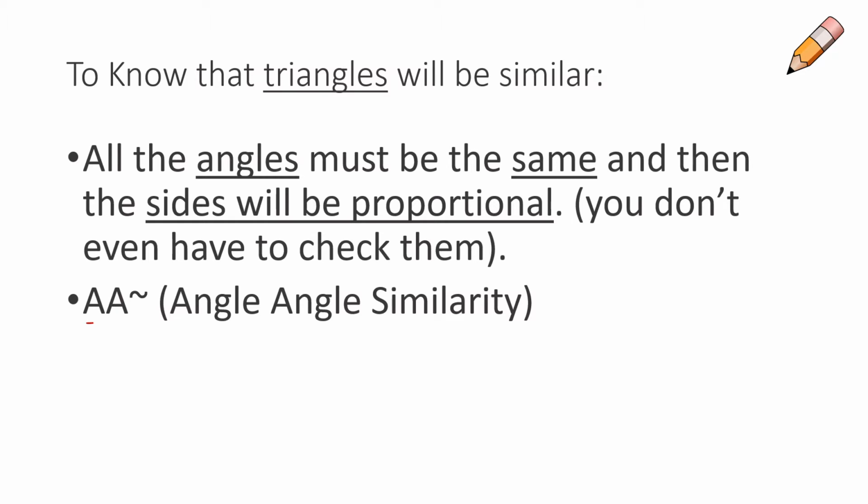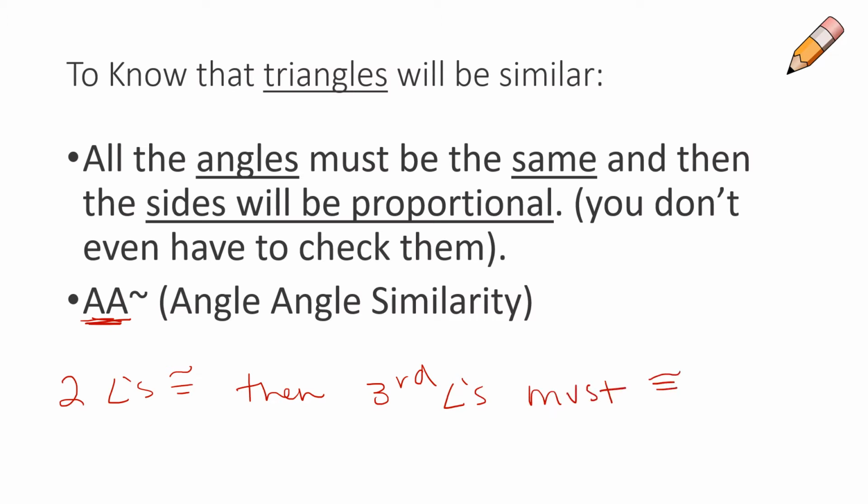This is what we call the AAA similarity. Now we don't use all three A's, we just use two, because we have a theorem that tells us if we know two angles are congruent, then we know that the third one also has to be congruent, because we know that every single triangle adds up to 180 degrees. So here's what we call the AA similarity. If we know that two angles for sure are congruent, then we know that the other one has to be congruent. Again, if two angles are congruent, then we know that the triangles are similar.